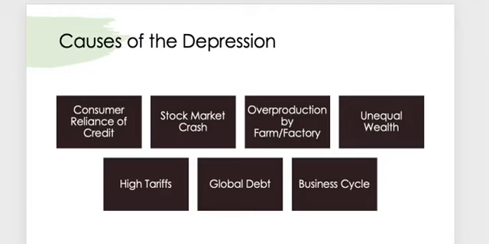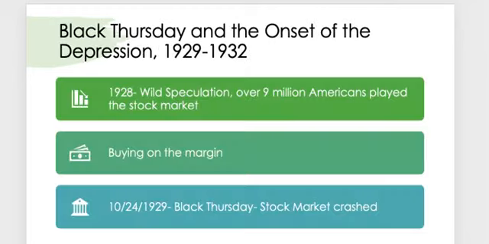We can also see, of course, that the stock market crash is going to be huge. It's going to happen because there's a lot of speculation on the market. Around 9 million Americans are going to be playing the stock market. That is a substantial number, and what they're doing is buying on the margin, and that might work well when there is a bull market or an upward trend in stock prices.